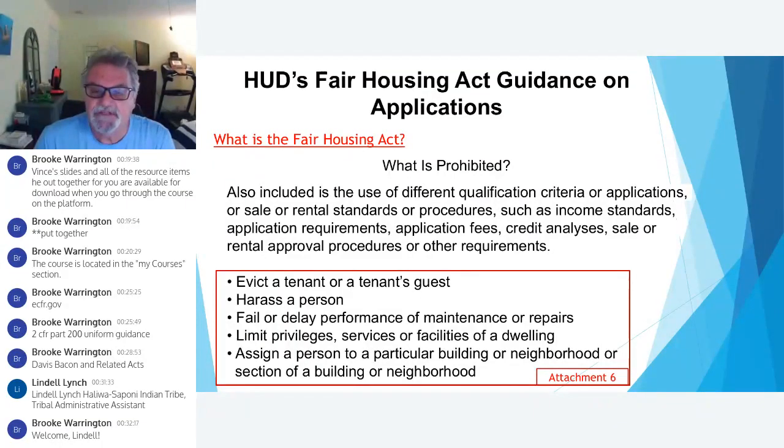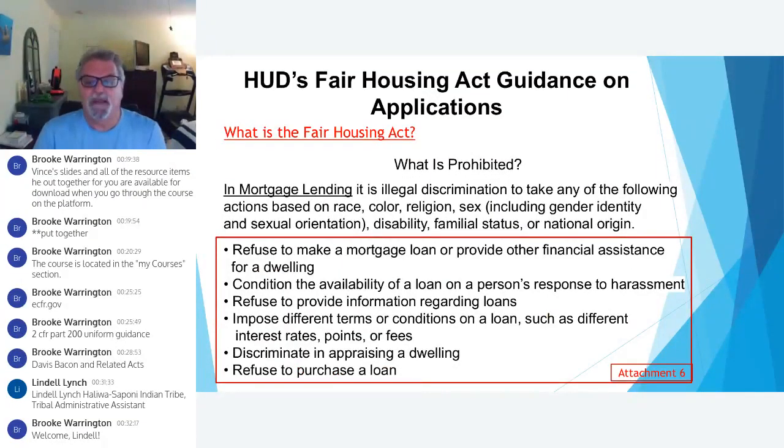And that's attachment 6. Number 7, or slide number 20 here. Also, what is prohibited on the mortgage side: illegal discrimination to take any of the following actions based on all of those parameters we talked about before: race, color, religion, sex, disability, family status, national origin. To refuse to make a mortgage loan or provide financial assistance for a dwelling. Condition the availability of a loan on a person's response to harassment. Boy, you can't get any more discriminatory than that.